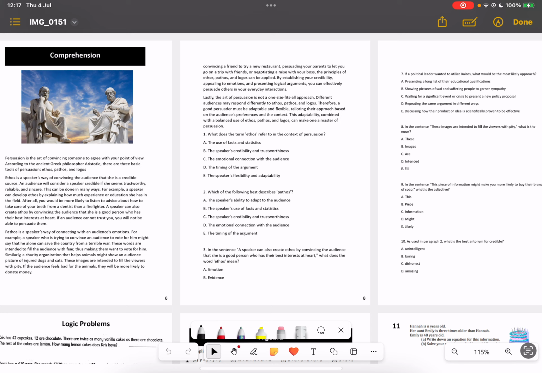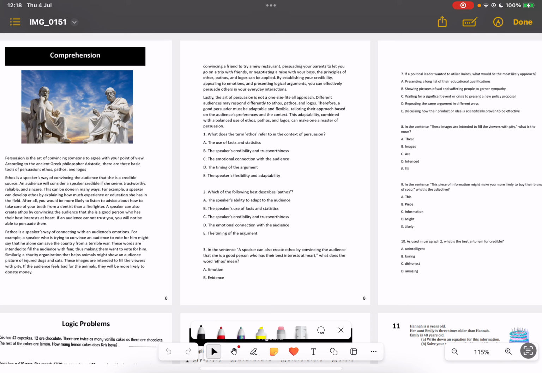Lastly, the art of persuasion is not a one-size-fits-all approach. Different audiences may respond differently to ethos, pathos, and logos. Therefore, a good persuader must be adaptable and flexible, tailoring their approach based on the audience's preferences and the context. This adaptability, combined with a balanced use of ethos, pathos, and logos, can make one a master of persuasion. So, question 1.